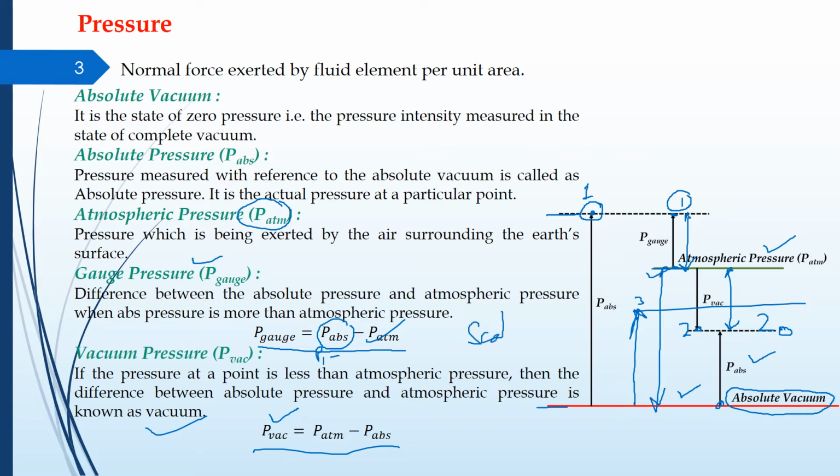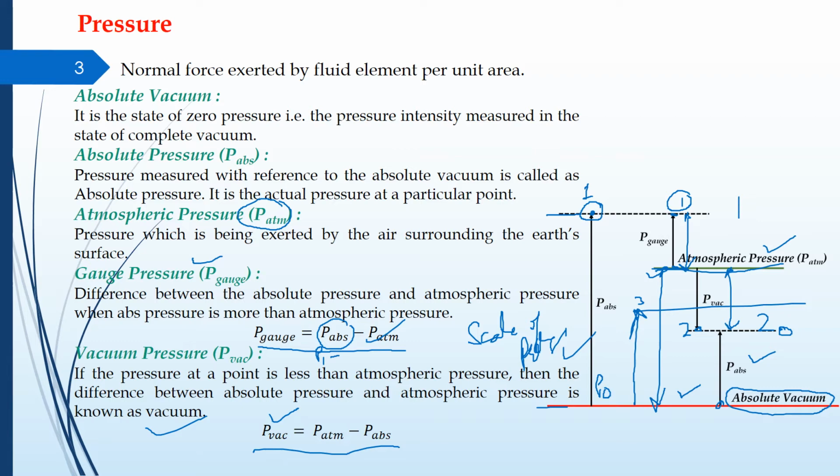Scale of pressure measurement. Okay, so this was the scale of the pressure measurement. So to sum up, we have two reference levels. One is absolute vacuum, where the pressure will be 0 at that point. Okay, P will be equal to 0, and we have another reference level called the atmospheric pressure level.